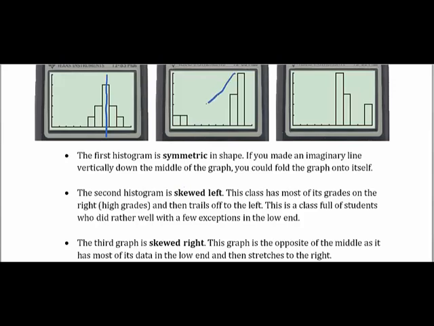Imagine that we connected a large bed sheet and made a little bed sheet fort from the top of this tall piece to the bottom piece. It would be skewed or pulled to the left. Whereas the third graph is skewed to the right. The graph has the opposite effect of this one on the left, and most of its data is on the low end instead of the high end.